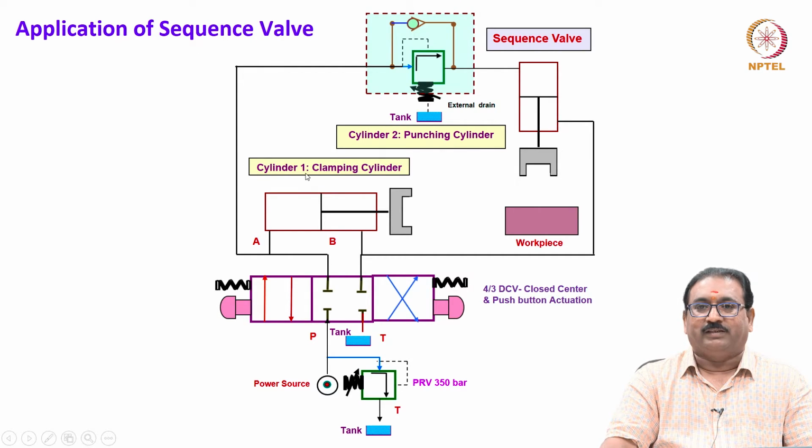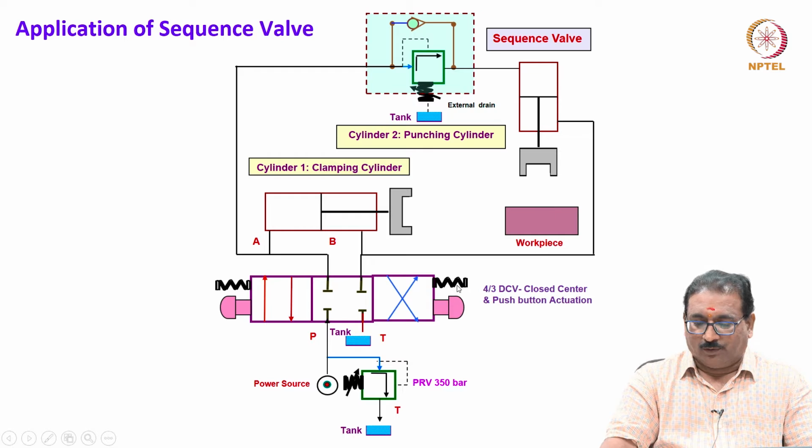I am using cylinder 1, a horizontally mounted double acting cylinder, and one more vertically mounted cylinder. This we will call the clamping cylinder, clamping the workpiece, and this is the punching cylinder. And here I used one sequence valve. Now let us see, friends, how this will operate.